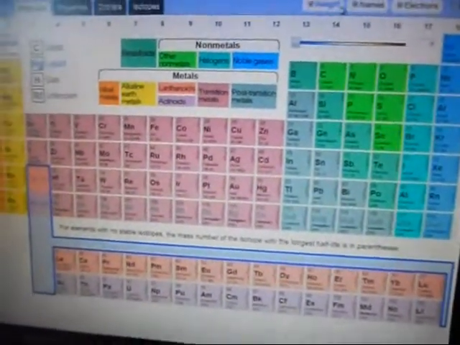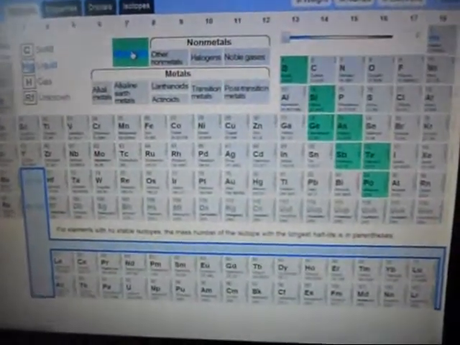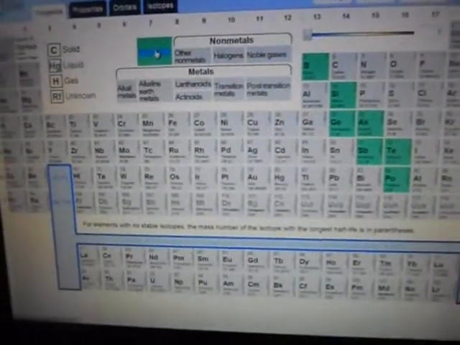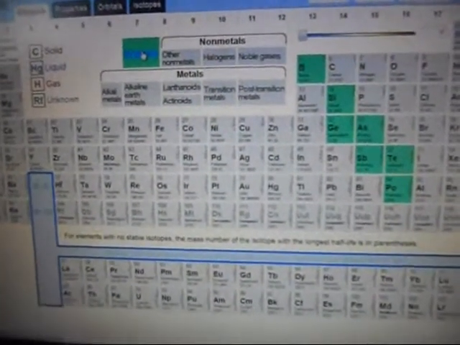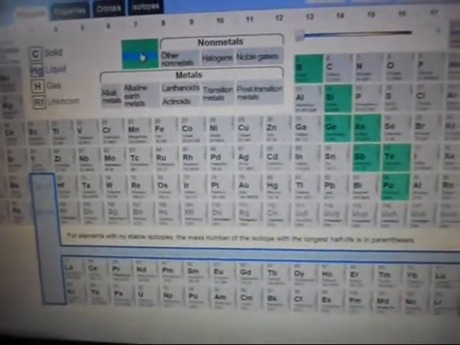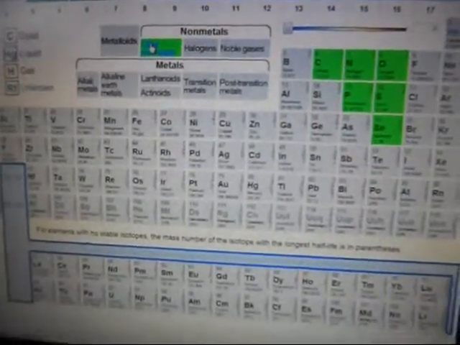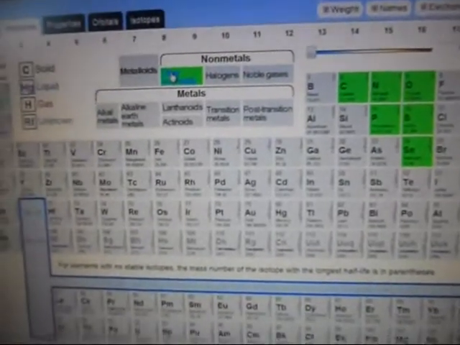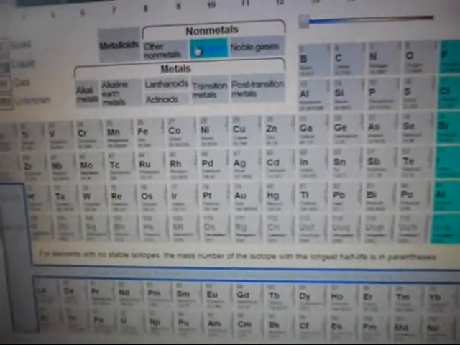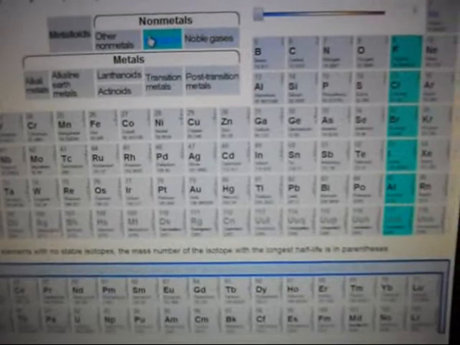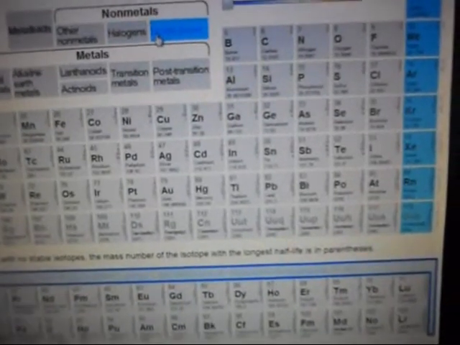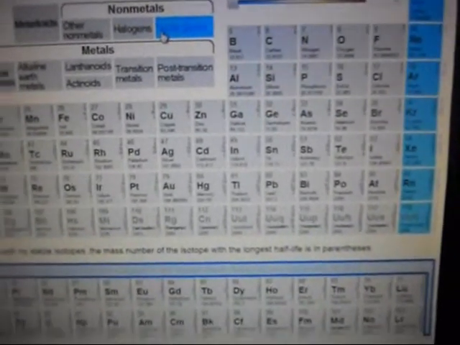Now there are more things to learn, and we will teach you this when we go to the lab. There are different types of elements. There are nonmetals and metals. There are metalloids, which are the baby blue along the zigzag line. There are other metals, which is the dark green, halogens, which is the turquoise, and finally the noble gases.